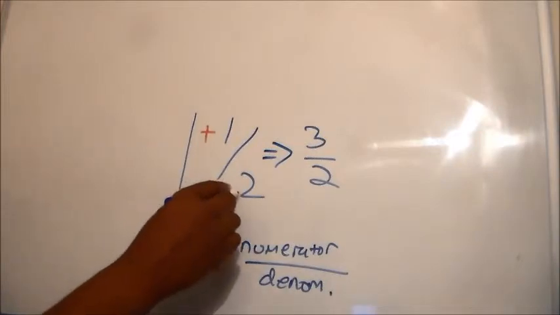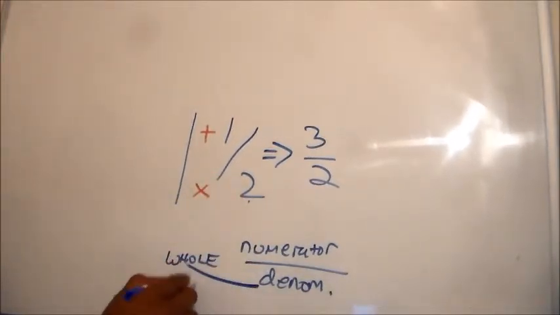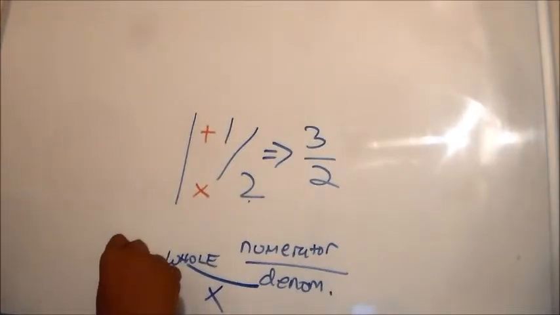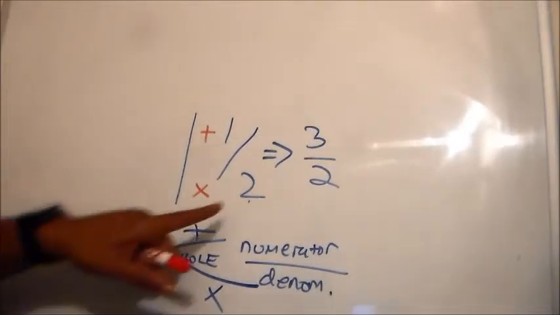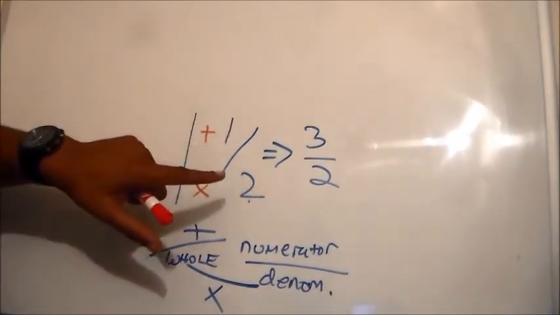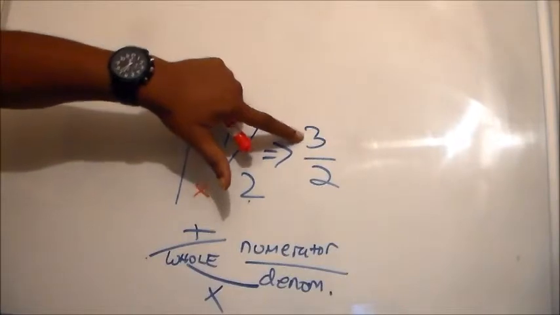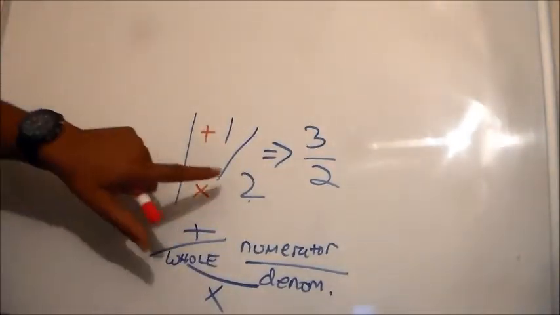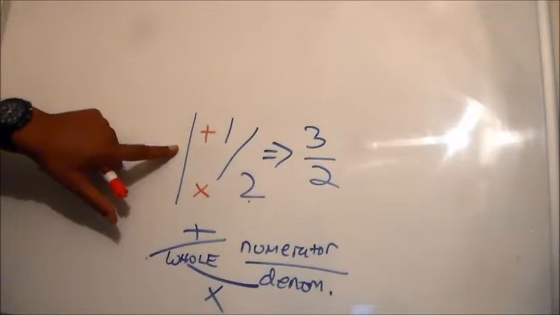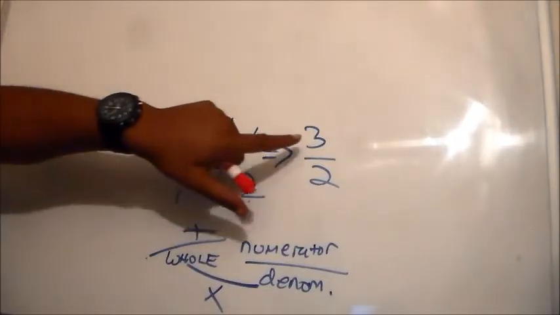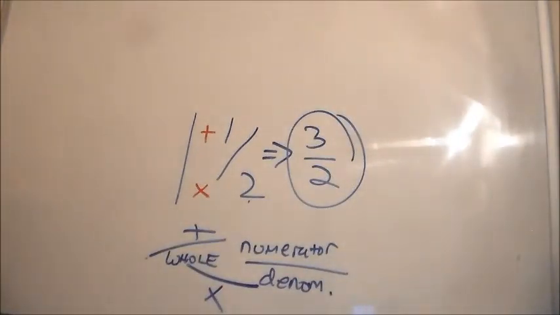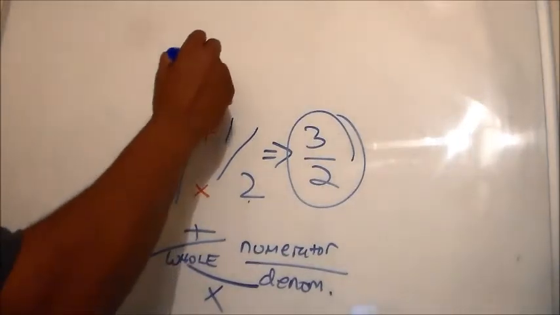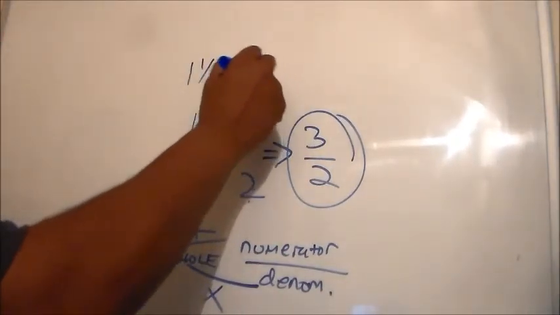But what we do is we go from the denominator to the whole number, multiplying, and from the whole number we add. So 2 times 1 is 2, plus 1 is 3. So that's how we get our numerator when we're converting it to an improper fraction. So 2 times 1 is 2, add the 1 on the top of the fraction, and we get 3. And 3 over 2 is the improper fraction. So 1 and 1/2 is equal to 3 over 2.